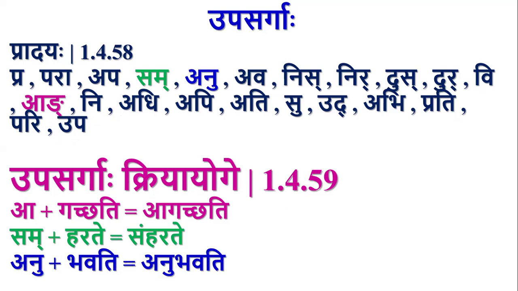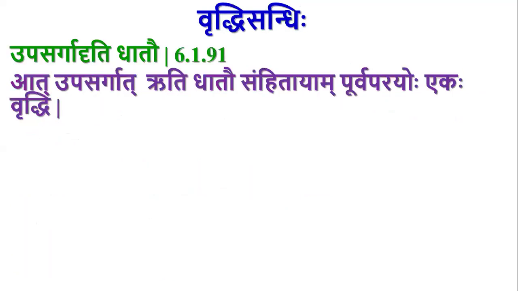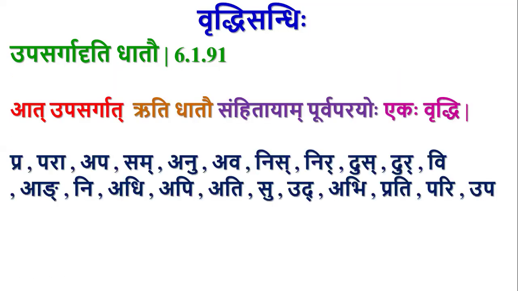Upasarga means those pradayah when they are used along with the kriya pada. So having understood this, we shall revisit this sutra: upasargad dhruti dhatau. Among the 22 upasargas, these are the 22 upasargas.